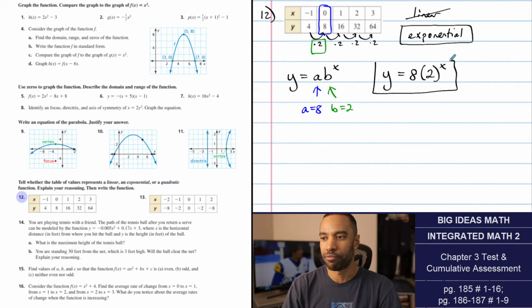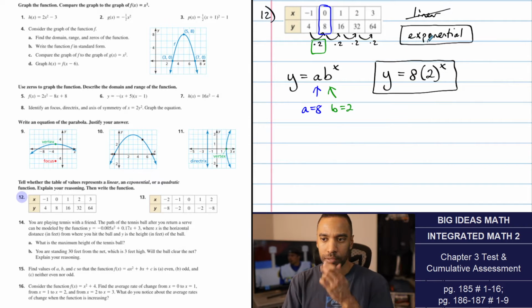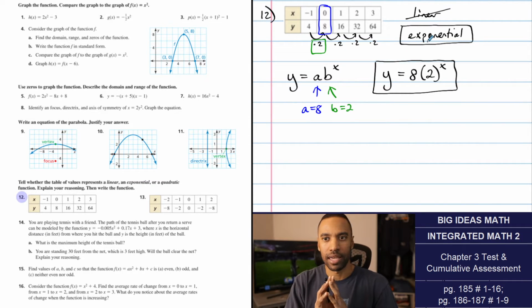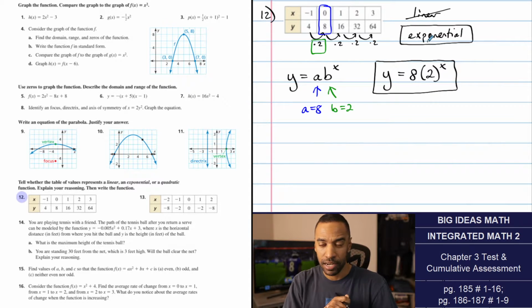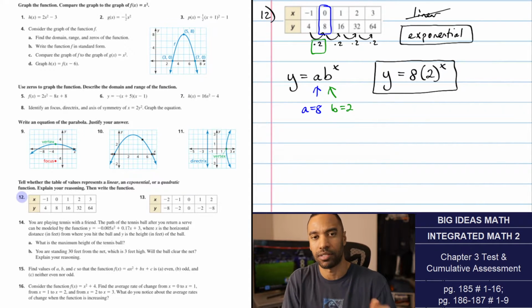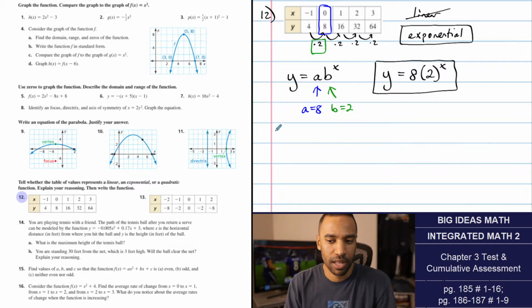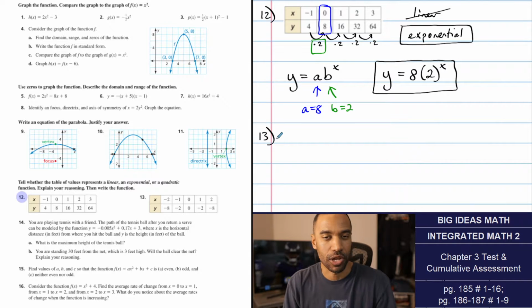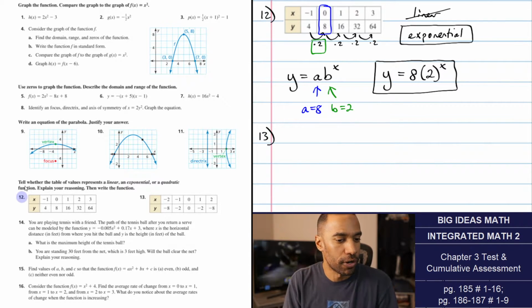Now there's another way of going about getting that solved by plugging in some x's and y's and solving it essentially like a system. But because they gave us the information I need, that's what I'm going to use. And until I determine otherwise, that's how I'm going to be doing those problems. Number 13.